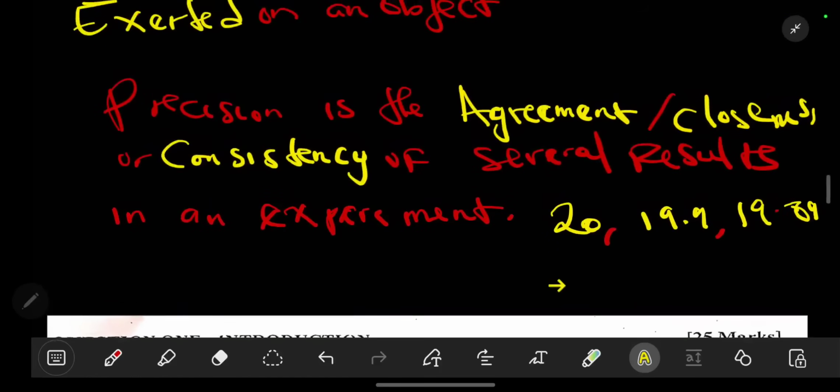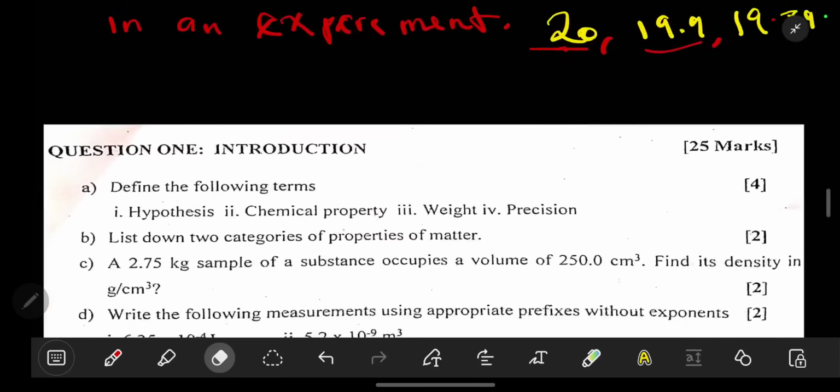Just an emphasis, some results might be precise but not accurate, because accuracy has to do with how close the measurement is to the true value. Let's say if the true value is 30, then you are getting 19.9. These results are precise but they are not accurate. Precision just has to do with the consistency or agreement of several results in an experiment.